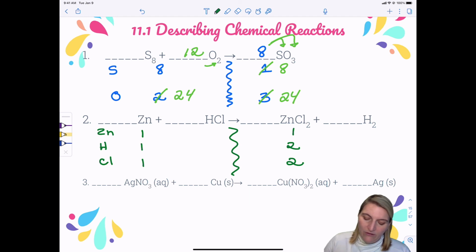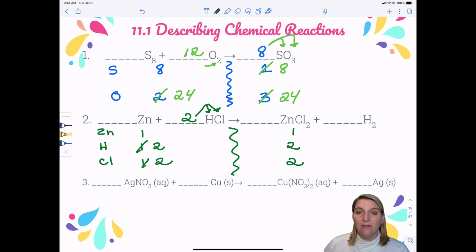To balance out the hydrogen, I'm just going to put a 2 here. It's a multiplier, right? So that means 2 hydrogen, but also 2 chlorine, and that just balanced itself out nice and easy for me.